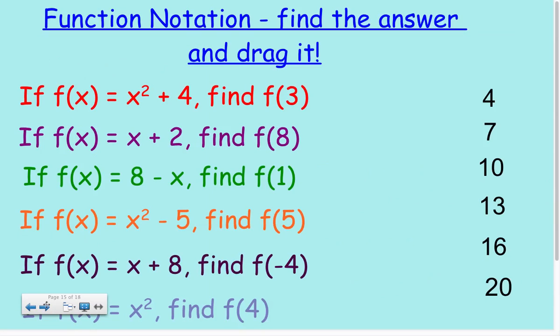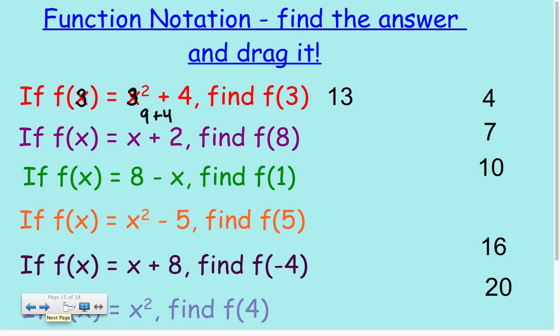Click and drag. So what we're going to do on this page is figure out which number on the right hand side, the black numbers, would answer our equation on the left. So if the first one in red says find f of 3, that means I need to plug 3 into my variable. Remember, I could write a 3 here as well. f of 3 equals 3 squared plus 4. 3 squared is 9. 9 plus 4 is 13.